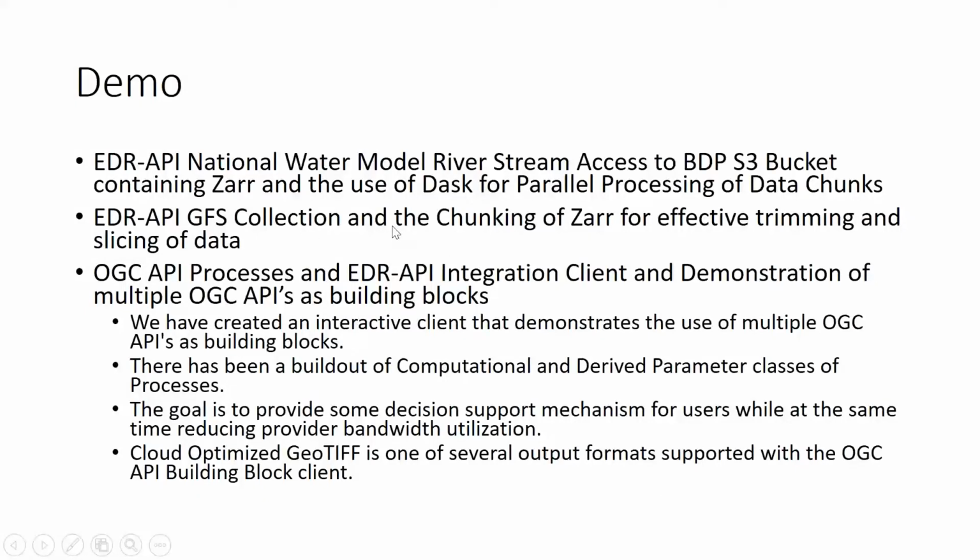I have a quick demo. I want to hit three main points. First, the EDR API accessing the National Water Model river stream archive. That's in the Big Data Program S3 bucket. It's terabytes of data, and it's in Zarr. I want to show how Dask can load that data asynchronously in a pretty optimized way. We also have a GFS collection stored on a Lustre file system. That's also chunked in Zarr.